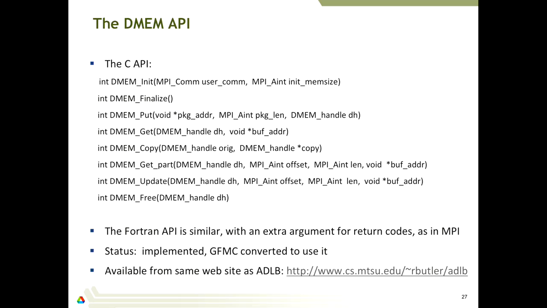And the object size for DMEM is an 8-byte integer, because we think things are going to get bigger. So the DMEM API is like this. There's a put, a get, copy, get pieces, update pieces. Doesn't amount to much. That's the main point. And there is also a Fortran API and so forth. This is all implemented, and you can get it from the same place as MPI. It's not connected to ADLB in any way. ADLB uses this library.